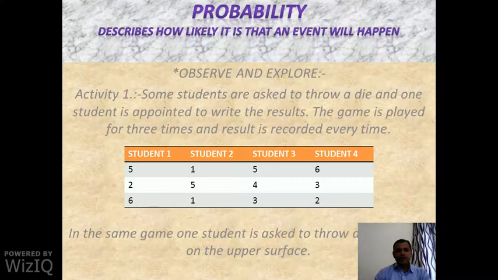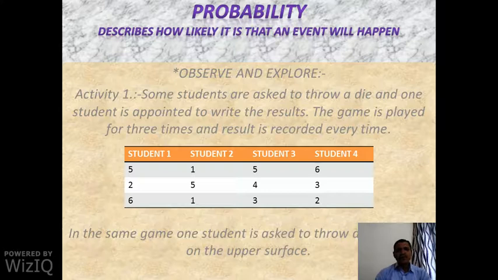The first activity is that some students are asked to throw a die and one student is appointed to write the results. The game is played three times and the result is recorded every time. The result is as in the table. In the same game, one student is asked to throw a die such that he gets three on the upper surface, and then there is a second activity.